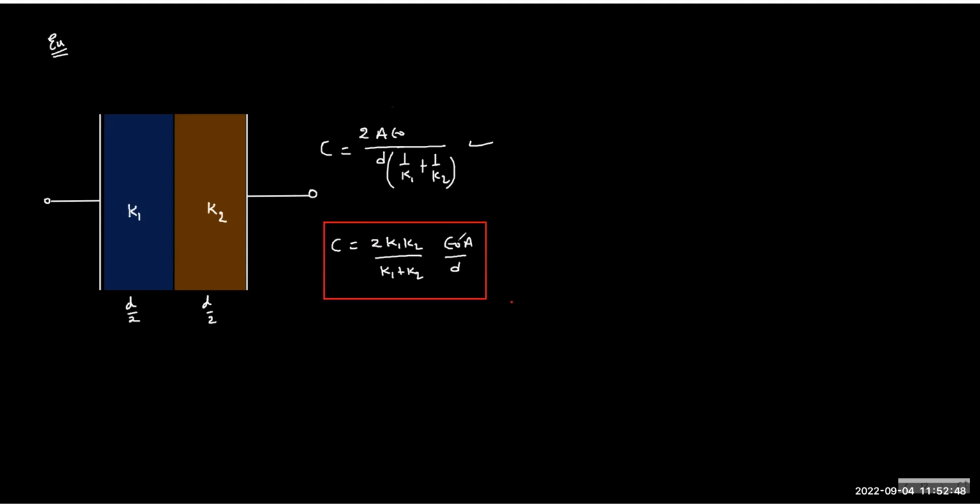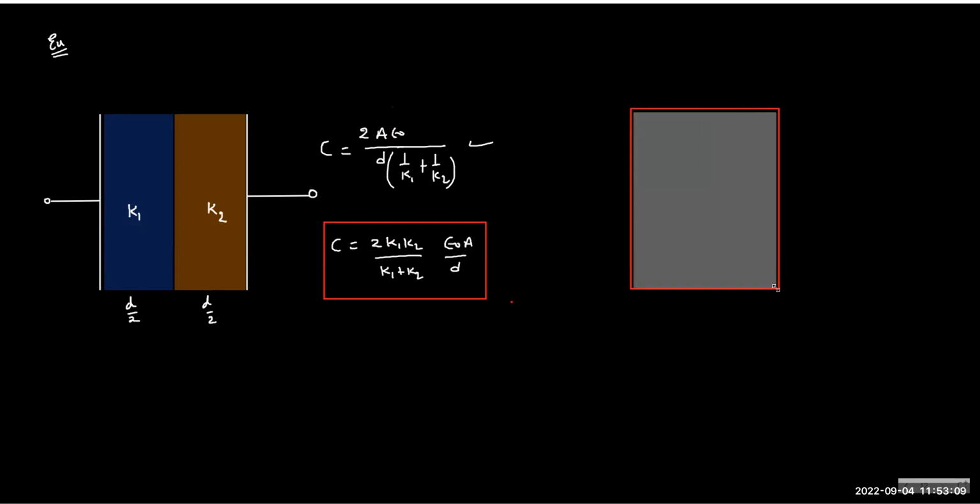Now, if this is the answer, they will ask you to find the K equivalent of the capacitor. What does it mean? What if I want to replace it by a single dielectric? What K will give you the same capacitance? So K equivalent will be 2 K1 K2 divided by K1 plus K2.